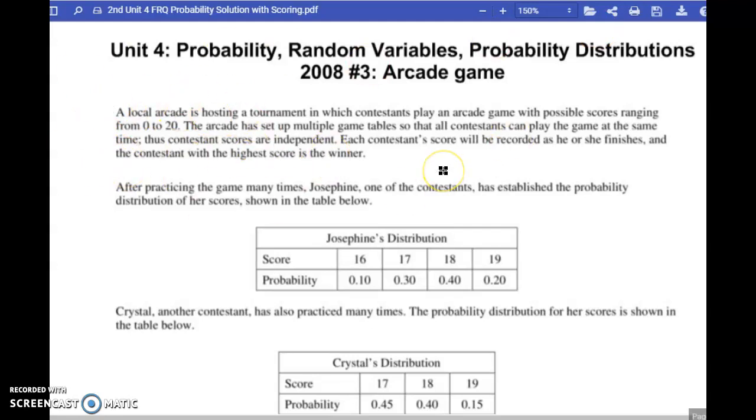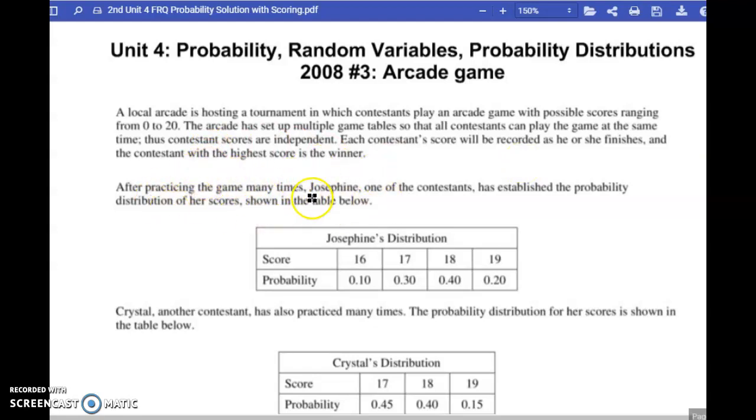A local arcade is hosting a tournament where you play an arcade game that scores range from 0 to 20. Arcade has a set-up machine game tables that all contestants can play the game at the same time, thus contestant scores are independent. Each contestant's score will be recorded as he or she finishes, and the contestant with the highest score is the winner. Here's Josephine.